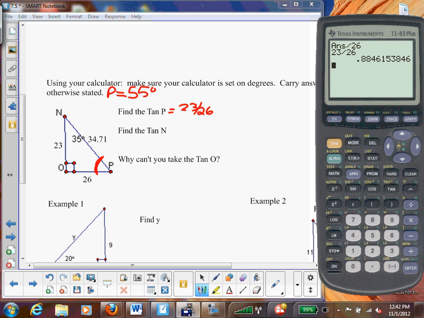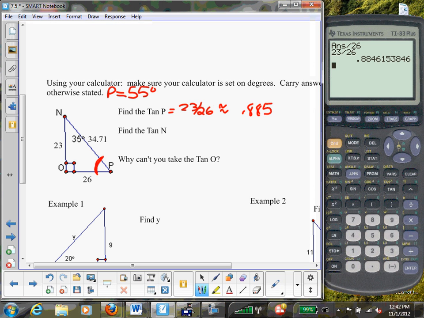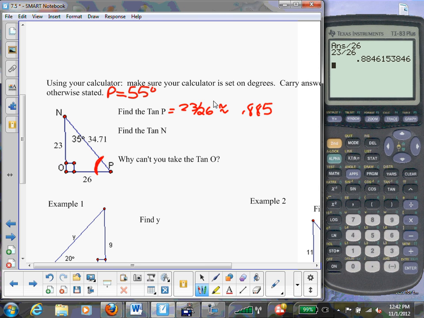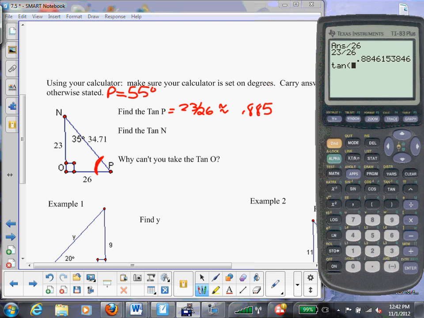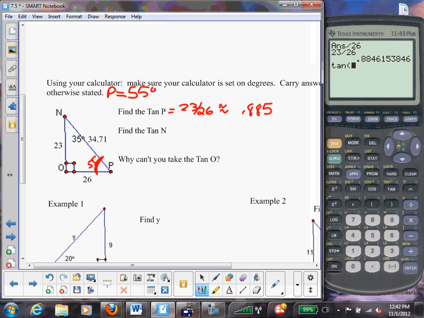So we're going to carry this out to about 3 decimals. So we're going to say that that's approximately 0.885, right? Anybody see a tangent button on there? Find your tangent button. TAN. Sine, cosine, tangent. All right. Hit that tangent button. Now, we said that this was 55 degrees, right? Plug in the degrees, 55.